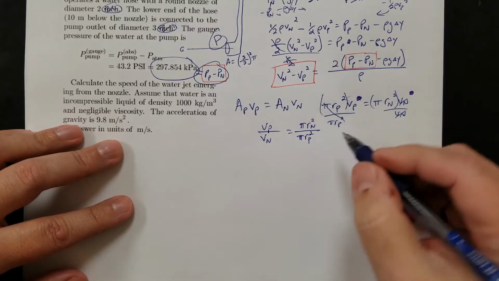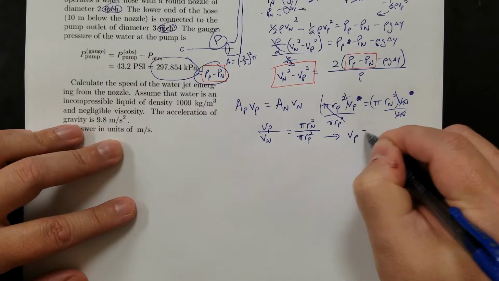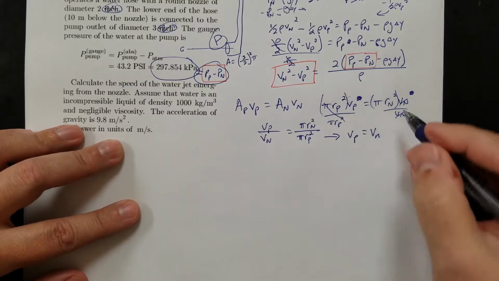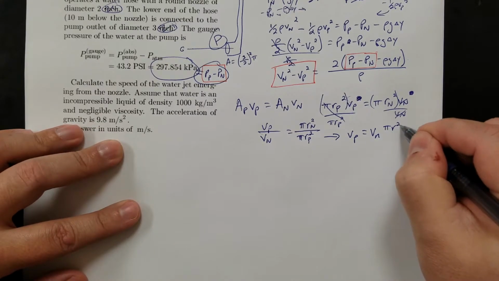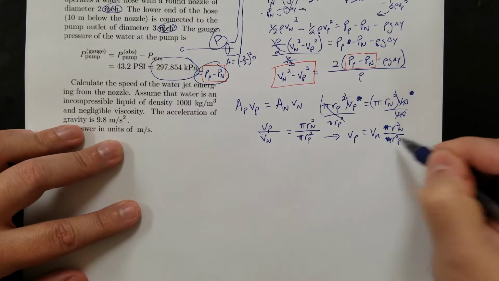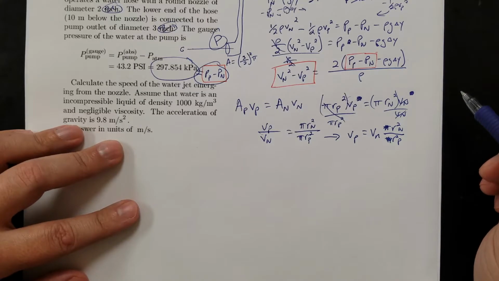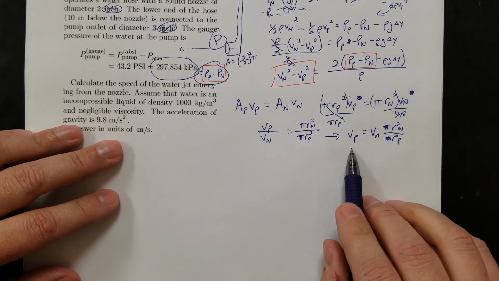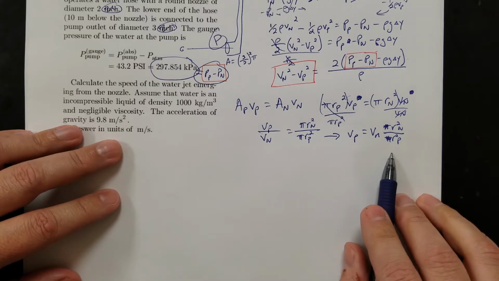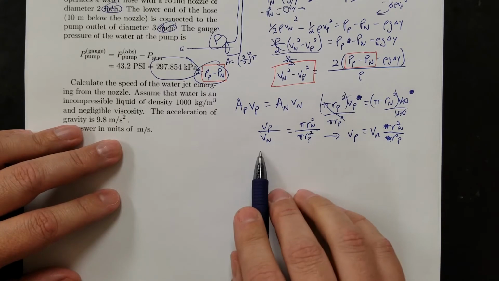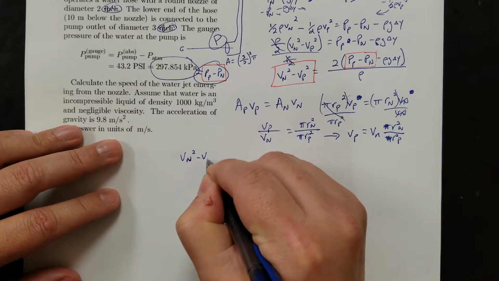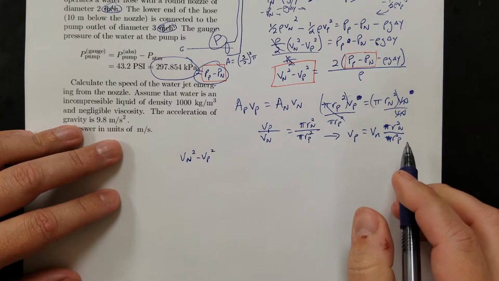Okay, so that means my V pipe is equal to V nozzle, if I can just multiply this over, V nozzle times pi r squared nozzle over pi r squared pipe. And you can see pi cancels out, right? Pi goes away. Okay, so now I've got this. V pipe equals V nozzle times r squared nozzle over r squared pipe. Okay, so I figured this out up here. I know V nozzle squared minus V pipe squared, right? I know what that is.